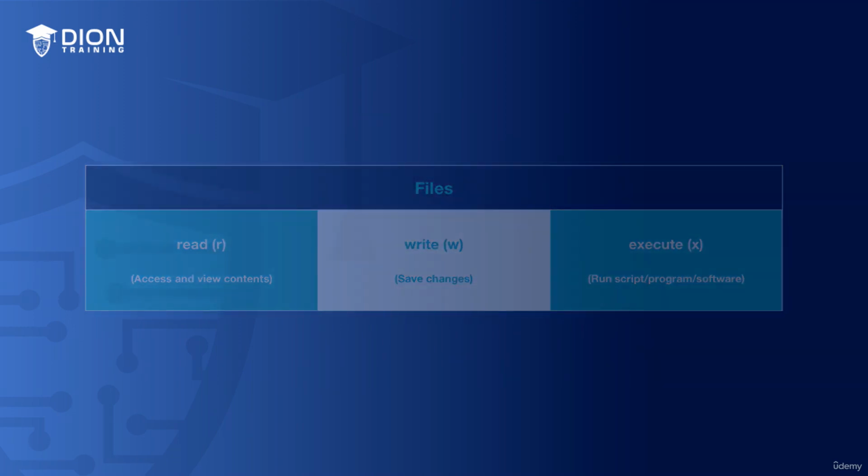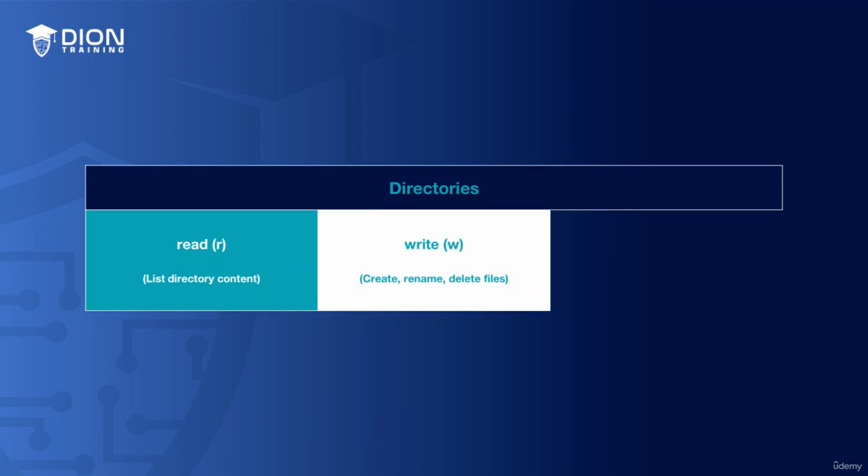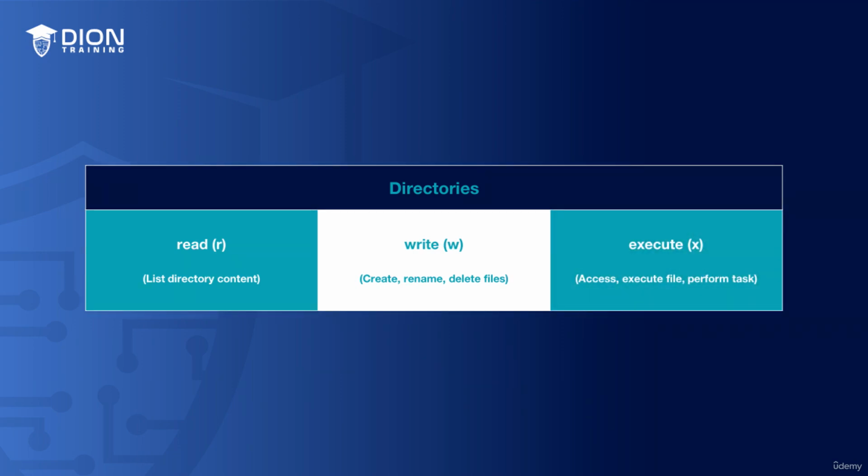Now, if we're dealing with directories, on the other hand, the read permission, R, is going to enable the user to list the contents of that directory. The write permission, W, is going to enable the user to create, rename, or delete files within that directory. And the execute, or X permission, is going to enable the user to access a directory and execute a file from that directory or perform a task on that directory itself.